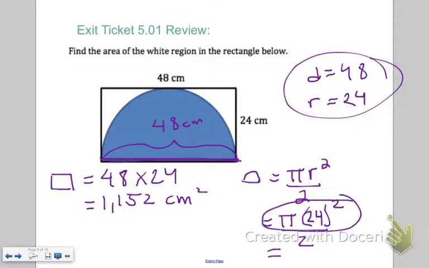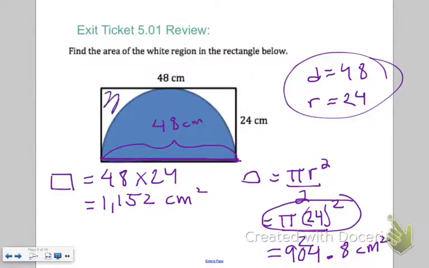When we multiply everything out, we get approximately 1,809.55736 and so on. But remember, do not round until your very last step. So we take whatever this number is in our calculator and divide it by 2. We're not rounding just yet. Now we can round to the nearest tenth: 904.77, so that's going to round to an 8 in the tenths place. This represents the area of the semicircle.